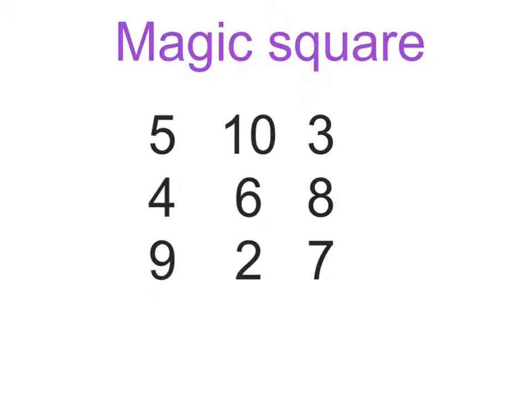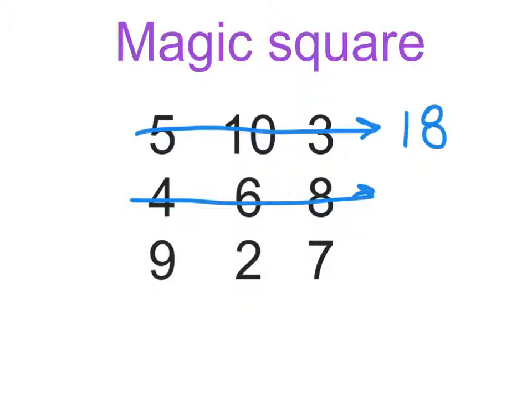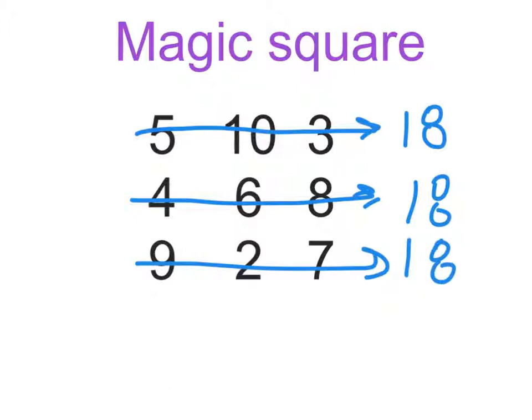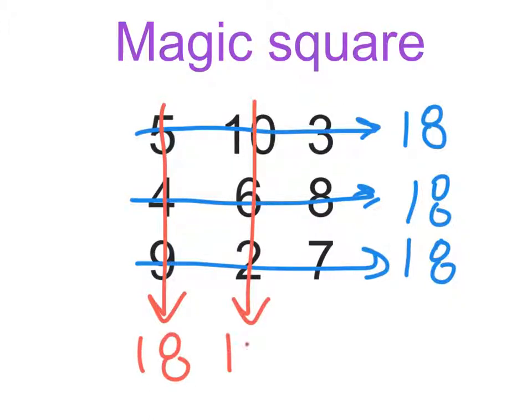If I look along this row and I add these numbers together, 5 plus 10 plus 3 is 18. Here, 4 plus 6 plus 8 is 18. 9 plus 2 plus 7 is 18. This is also true for the columns. 5 plus 4 plus 9 is 18. 10 plus 6 plus 2 is 18. 3 plus 8 plus 7 is 18.